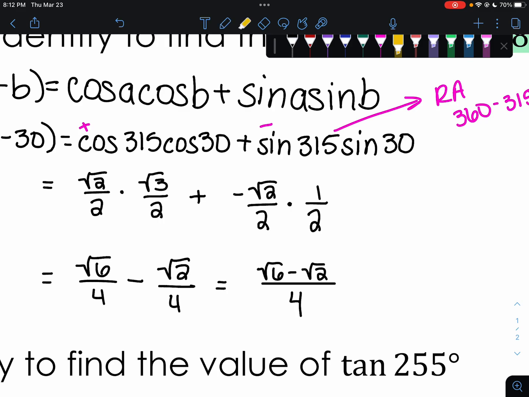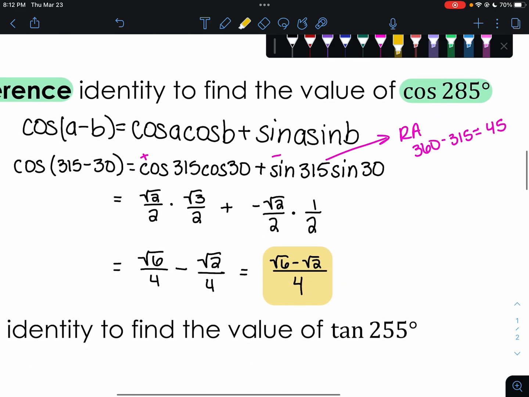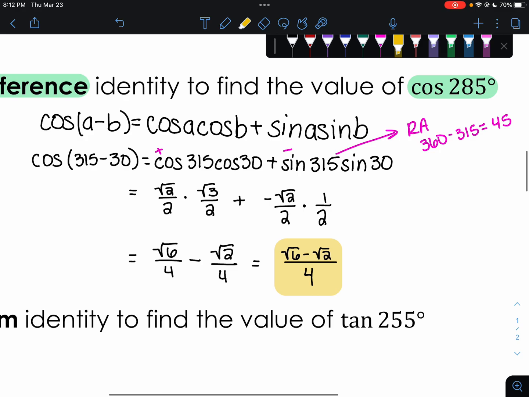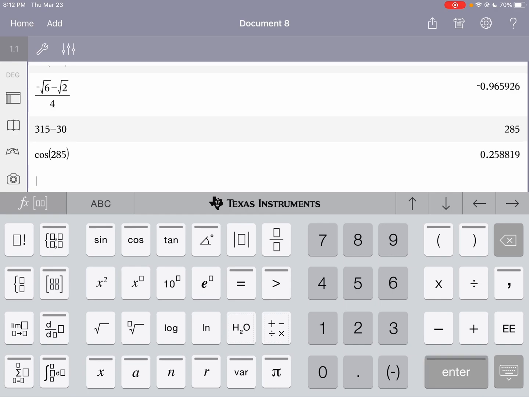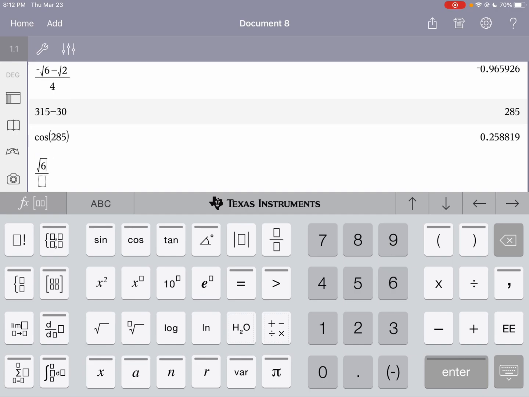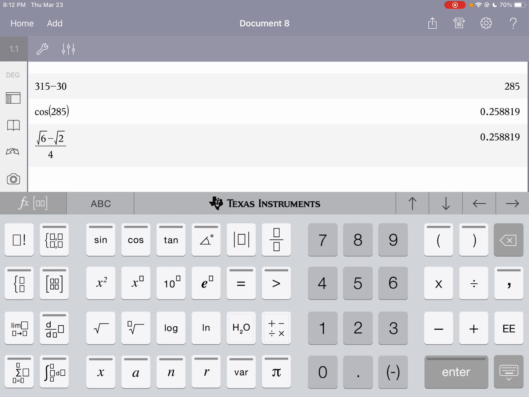This right here is what cosine of 285 is, using the difference formula. So looking at this, we're going to check our answer. So cosine of 285 is this right here. So I'm going to type in the answer that we got, which is the square root of 6 minus the square root of 2 all over 4. And we get the same decimal, which means we did it correctly.